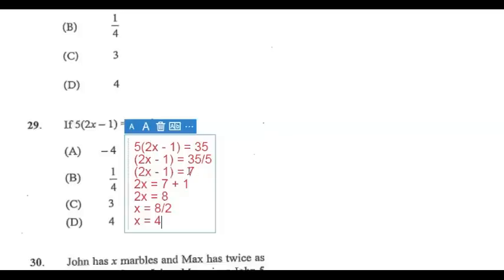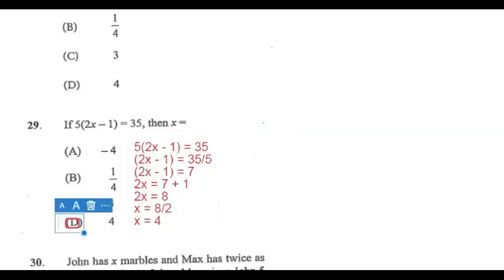So it is 2x minus 1 equal to 7, and now we're carrying across the negative 1 from the left hand side to the right hand side, and it becomes 2x is equal to 7 plus 1. 7 plus 1 is equal to 8, and we're now left with 2x is equal to 8. x is equal to 8 divided by 2, which is also removing the 2 from the left hand side to the right hand side, and it becomes division, and it was multiplying over here. So x is equal to 4, and our answer for 29 is D.